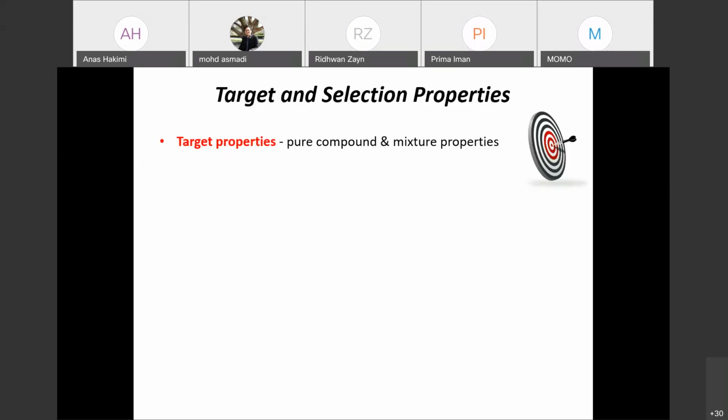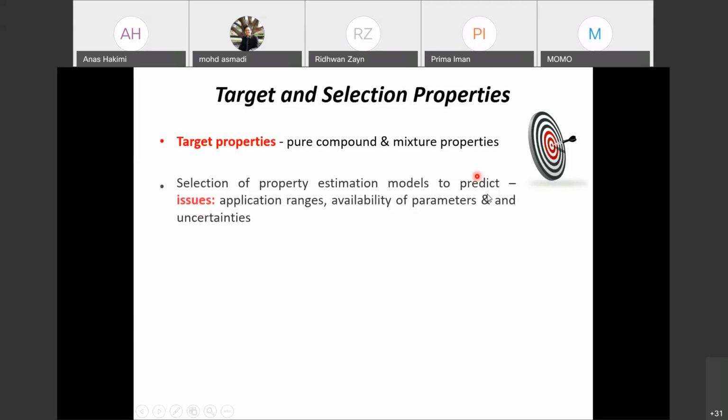Usually the target properties include pure compounds as well as mixture properties. So there are two main types of properties, either single compounds or mixtures. We discussed this previously, I think in our first part. So in order to predict the properties, of course, you need a library.